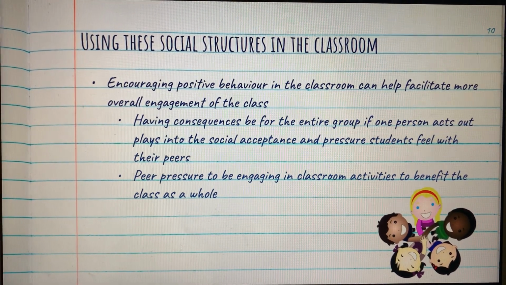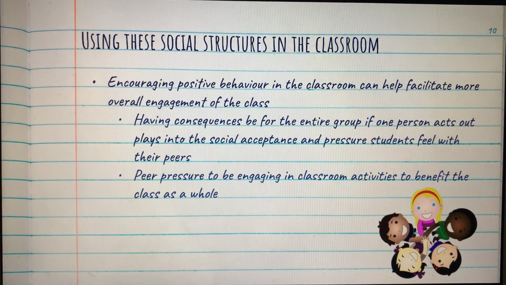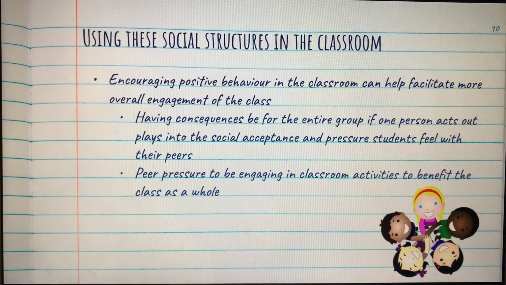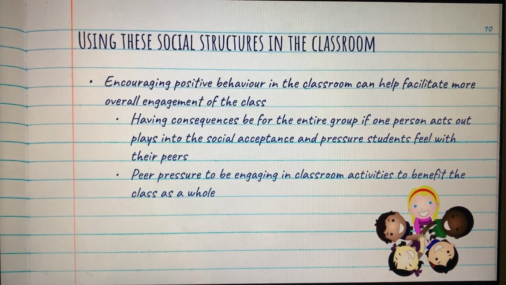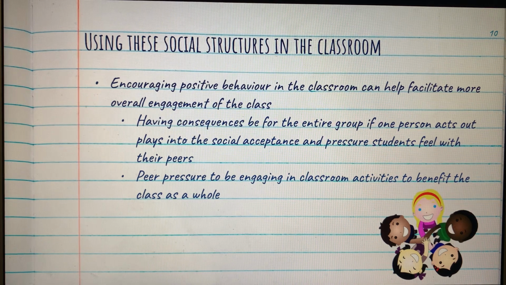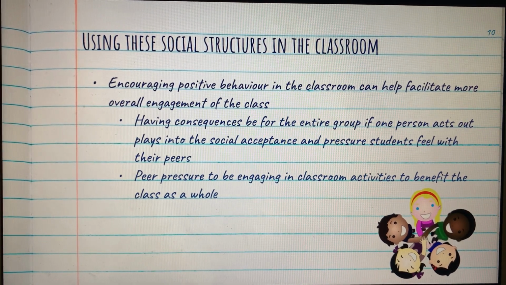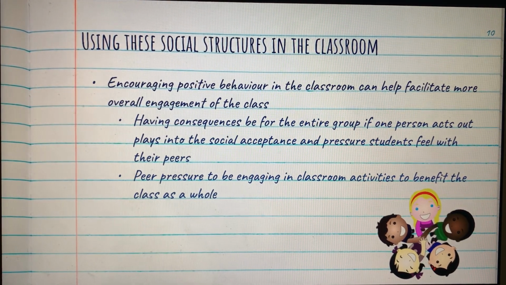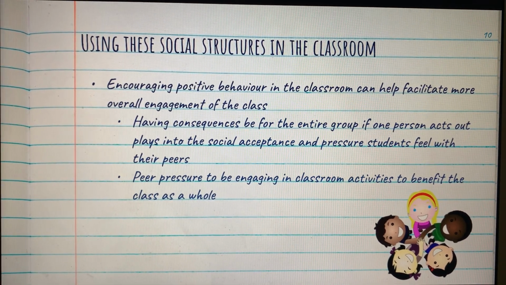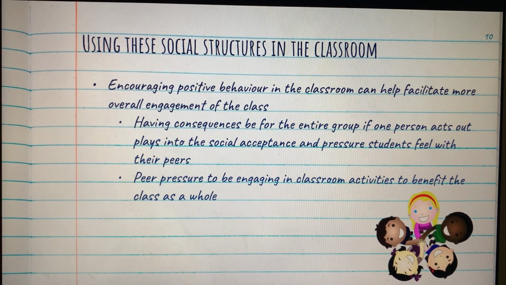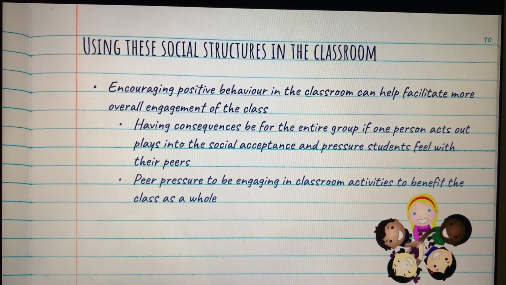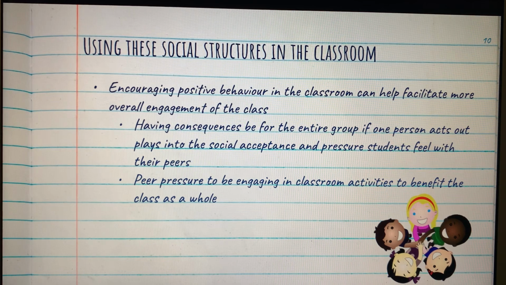And then there's also the peer pressure to be engaging in the classroom activities to benefit the class as a whole. So, similar to the idea of setting a consequence, also having a reinforcement, having something positive come out if the class is engaged, means kids are going to be more likely to be engaged if it's going to benefit the class as a whole and lead to more peer acceptance and engagement overall.